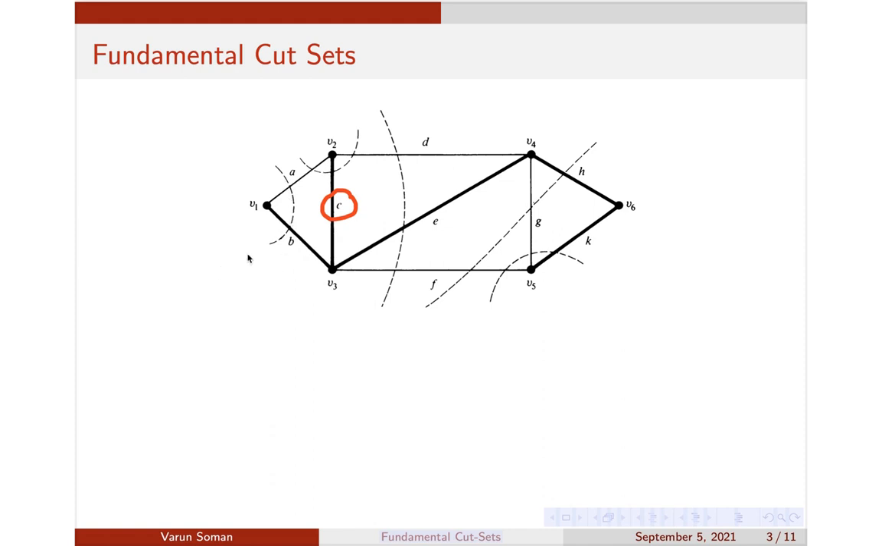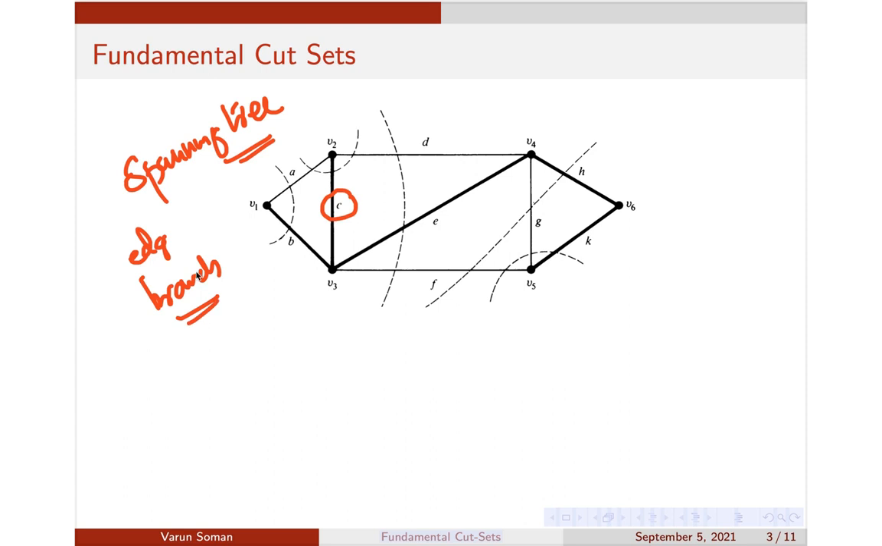So a cut set which contains exactly one branch of a spanning tree is called a fundamental cut set. Fundamental cut sets depend upon the spanning tree given. If your spanning tree varies, your fundamental cut sets will vary, and they also depend upon the branch taken. For each branch you will have a different fundamental cut set. So that is the idea of fundamental cut set here. I hope it is clear.